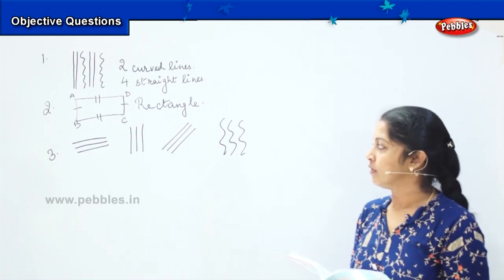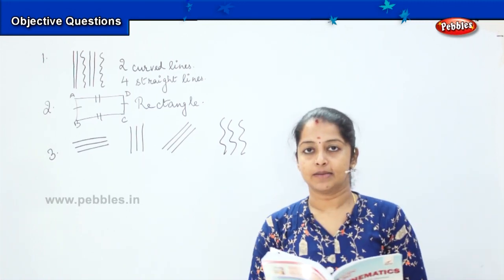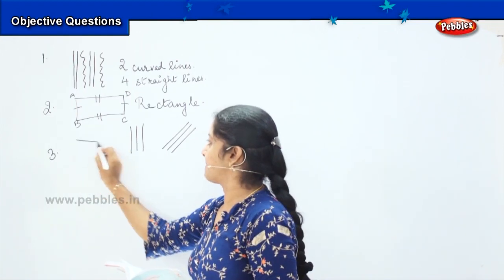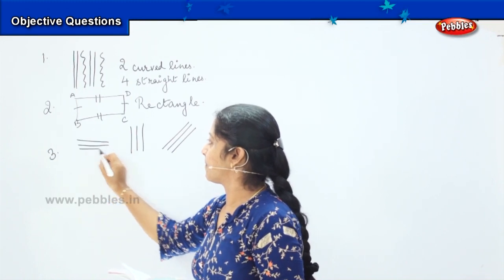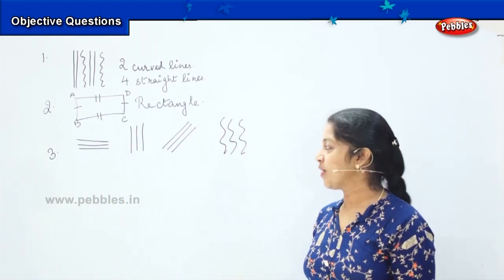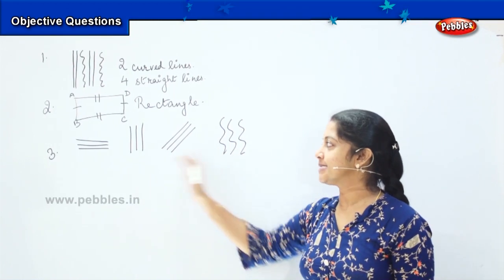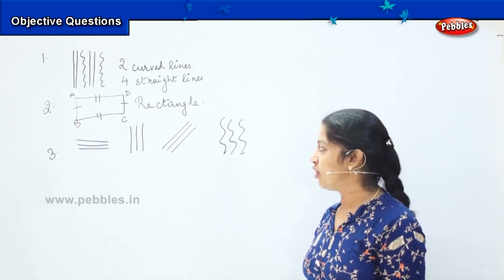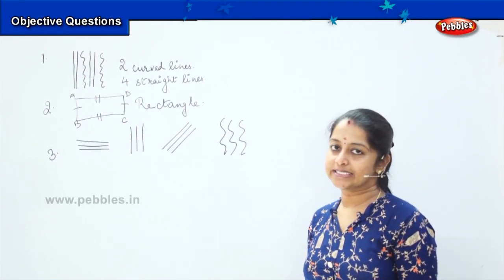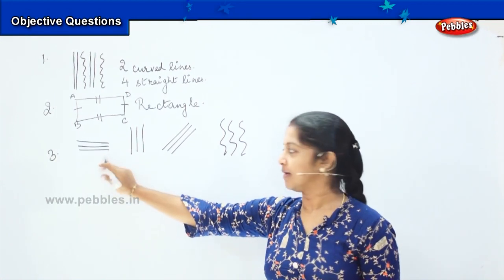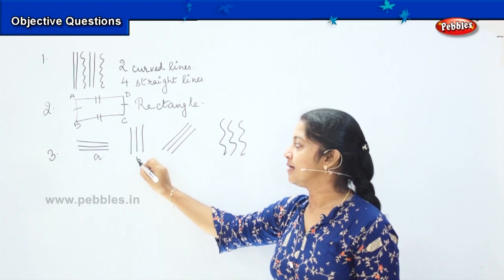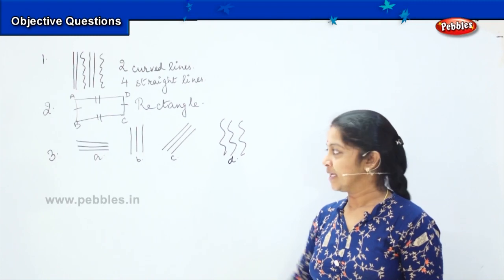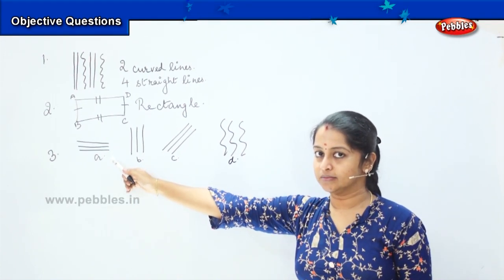Now, you have to identify and tell me which is a curved line. Okay, children, I have got few straight lines and few curved lines drawn on this board. Now, your question is, you have to identify which is a slanting line. Is it A or is it B? Is it C or is it D? Is it A? Is A the slanting line?